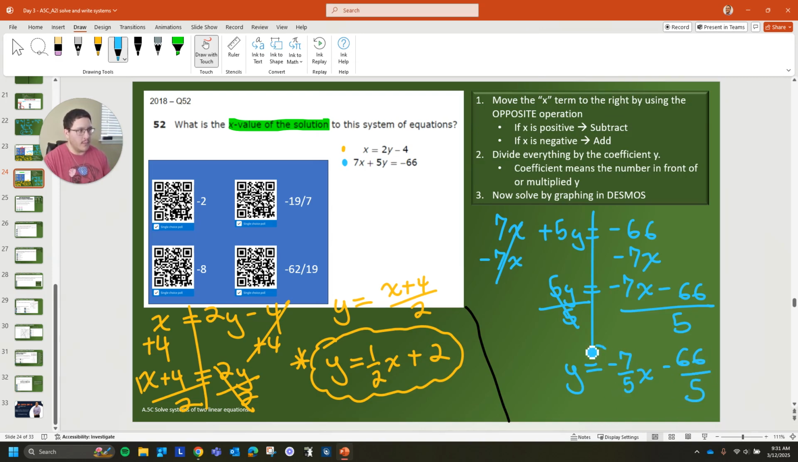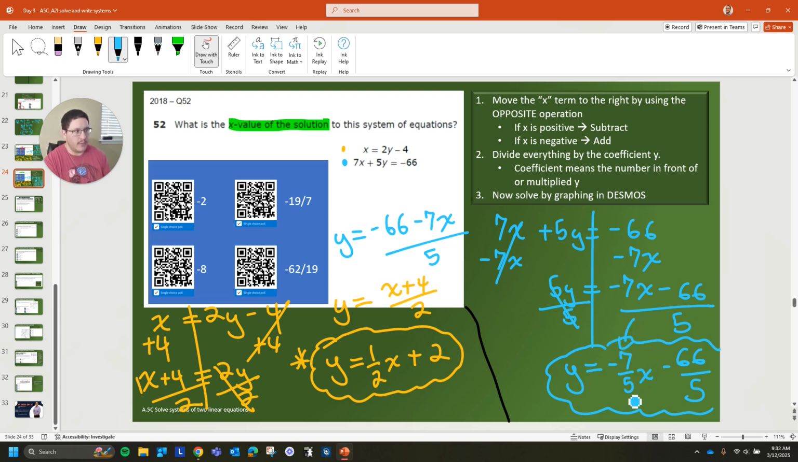Now the other form we could use just for graphing would have been y equals negative 66 minus 7x, or what you see right here. We just move the 7x to the other side in the opposite sign, divided by 5, and then done. And then we just graph it and get our answer. However, like I said many times at this point, this is the slope-intercept form.